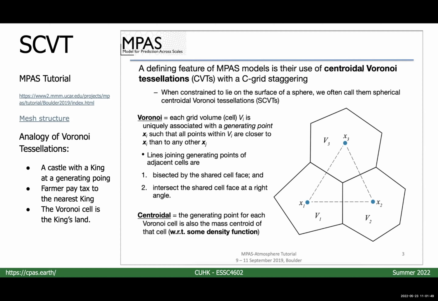Centroidal, that means you can change something called the density of the cells. For higher resolution, you have higher density, and for lower resolution, lower density. And then the cell center is located somewhere in the cell according to the weighted density, in the way that it is central of the cell, but it is weighted by the density.